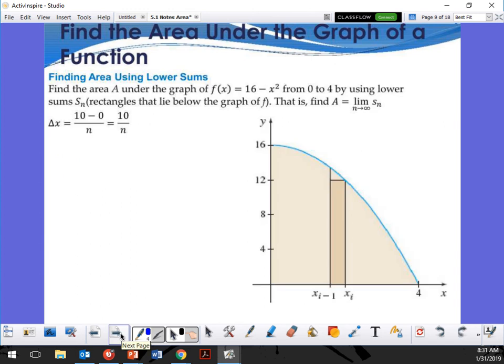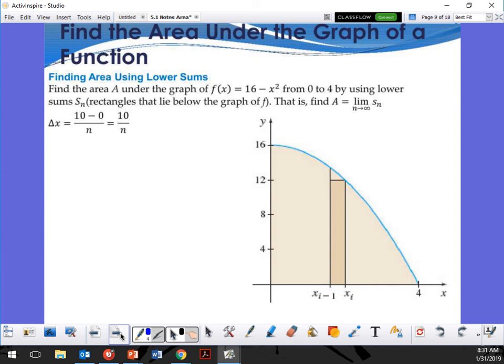Same thing here. Area under a graph from here, using lower sums. Which side would be my lower sums here? Left. No, right side. It would be the right side, right? The lower. So for an underestimation here, I want to use my right-hand side, don't I?